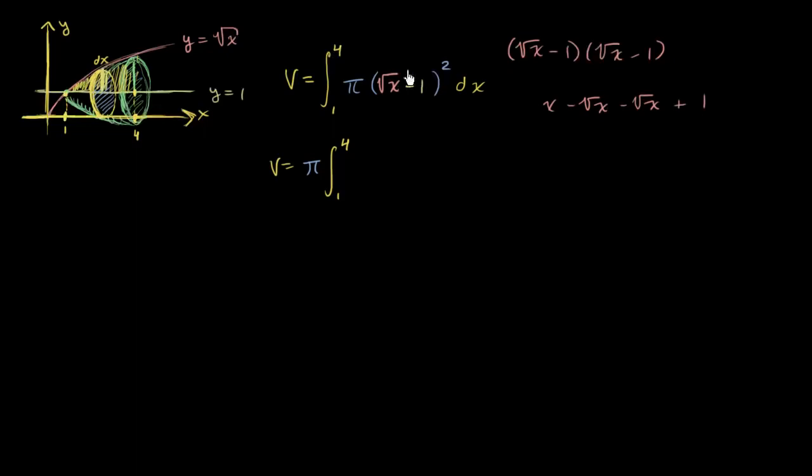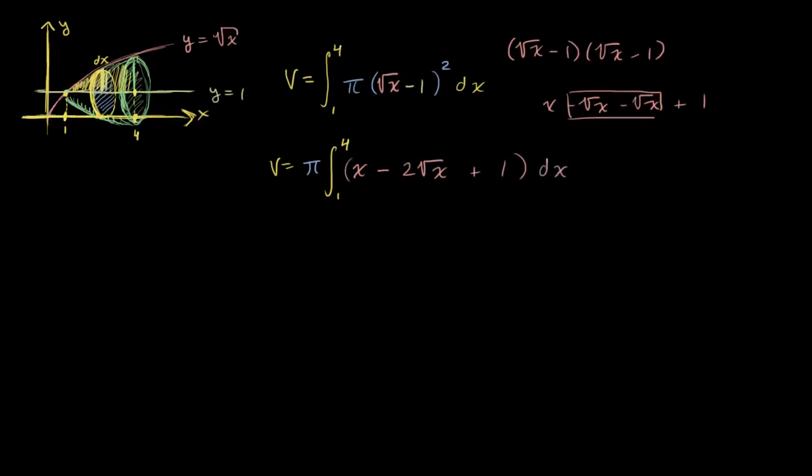So this part right over here will simplify to x minus 2 square roots of x plus 1, and then all of that times dx.